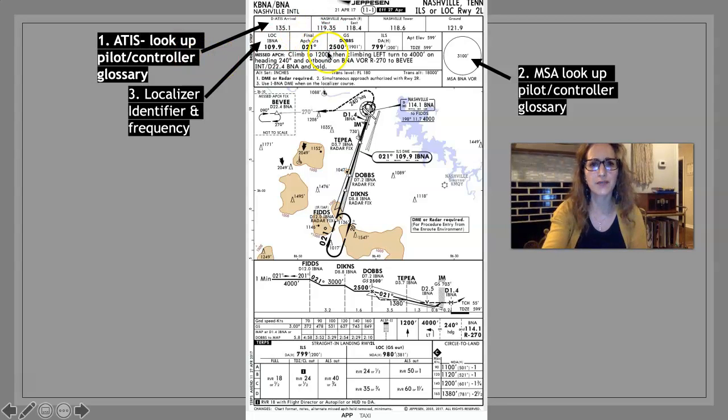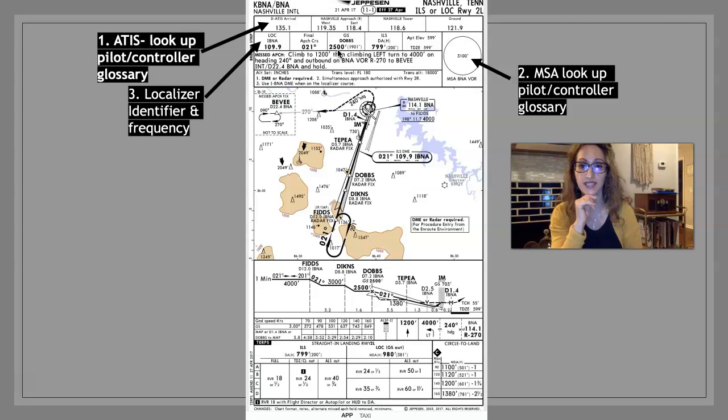The numbers in bold here are going to be altitudes in mean sea level, and the numbers in parentheses are in above ground level, AGL. So your glide slope is going to occur at 2,500 feet at the Dobbs intersection or Dobbs fix, and then 1,901. It's the same altitude, it's just AGL.